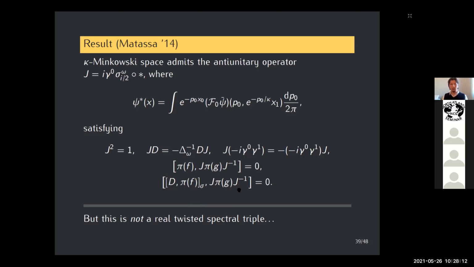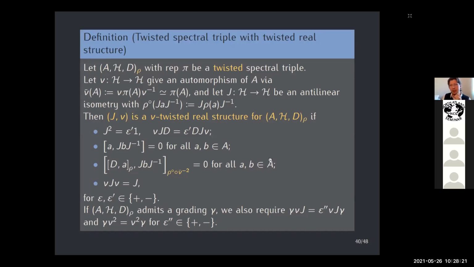So let's say from the abstract perspective of someone who just wants to twist everything and see what happens, it's quite natural to propose some kind of definition like this, if you were a masochist, for example. So you take a twisted spectral triple, (A, H, D) with a twist rho, some automorphism of the algebra. You define an operator nu on the Hilbert space, which gives you a different automorphism of the algebra, some antilinear isometry J with a compatibility with the twist rho. Then your new twisted real structure is, as before, commutation of D with J with nu included.